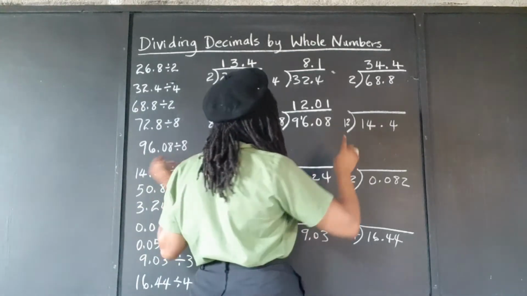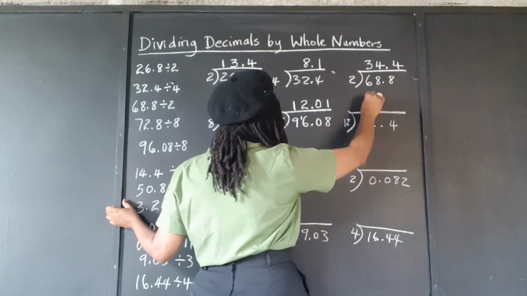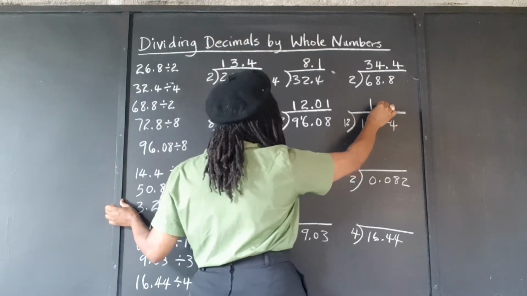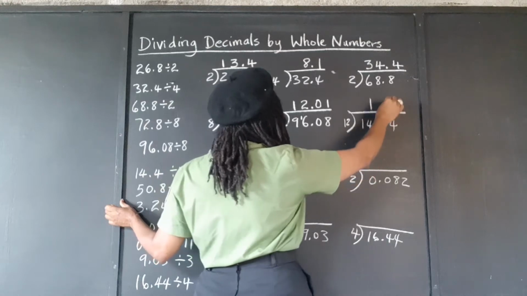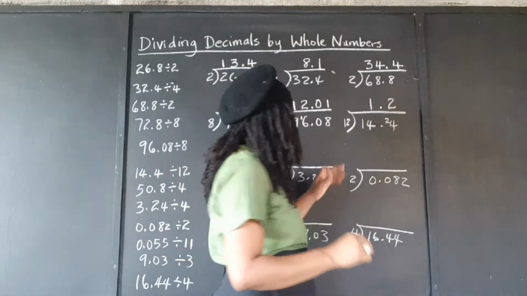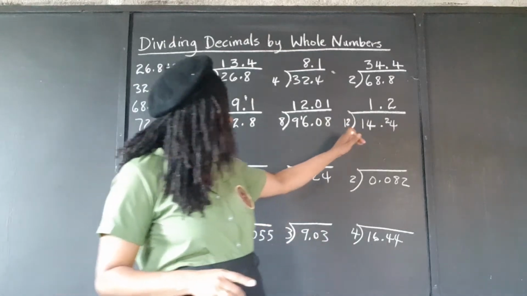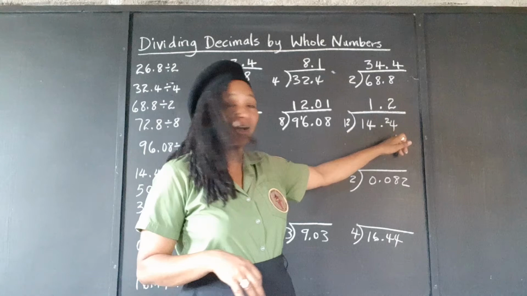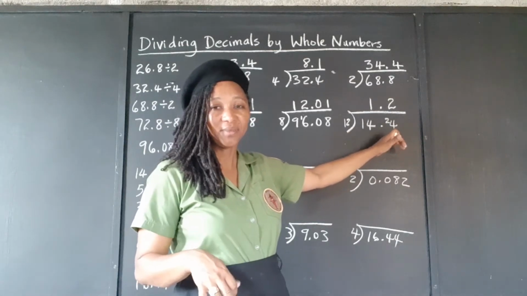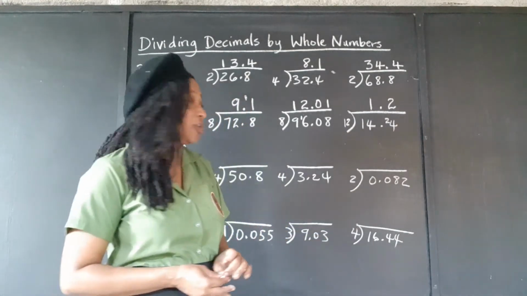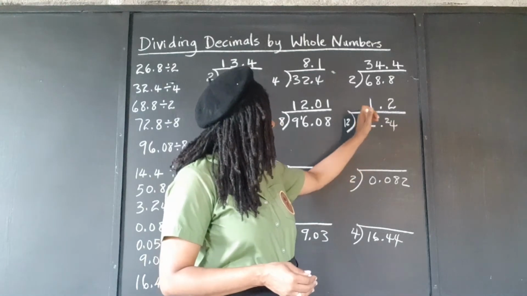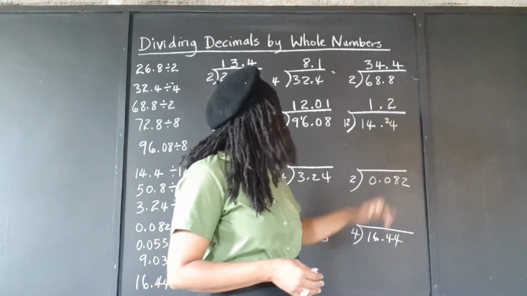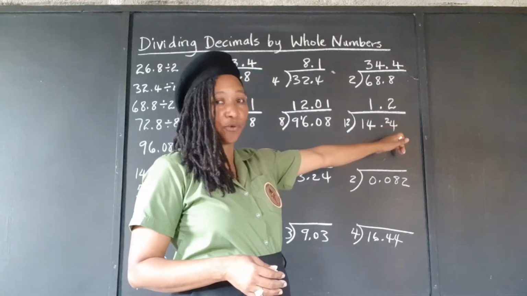14.4 divided by 12. 12 goes into 14 once, remainder 2, and we put back our decimal point. 12 goes into 24 2 times. So when we divide and we get a remainder, we just put the remainder as a smaller number. Don't make it big like the other one because you might confuse yourself, right? When you carry the remainder, make it smaller than the original number. So it's 12 into 24.